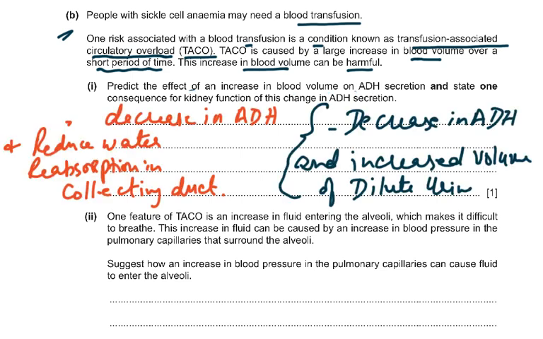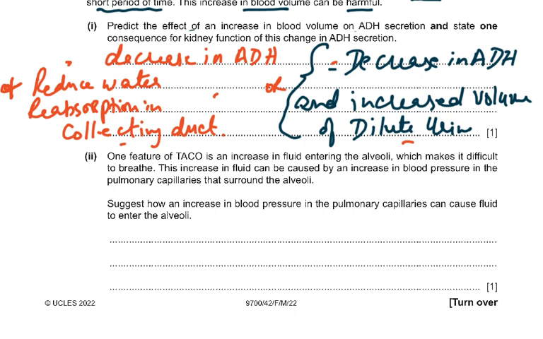So let's look at the wording. Decrease in ADH and reduce water reabsorption in collecting duct. Or you said decrease in ADH and increased volume of dilute urine. So either you said this or you said this, but this would get you that 1 mark. Now coming on to part 2 of the question. One feature of TACO is an increase in fluid entering the alveoli, which makes it difficult to breathe.